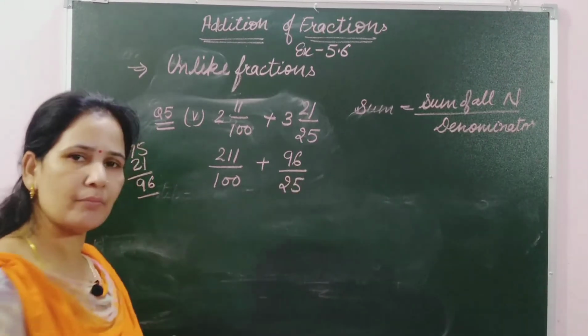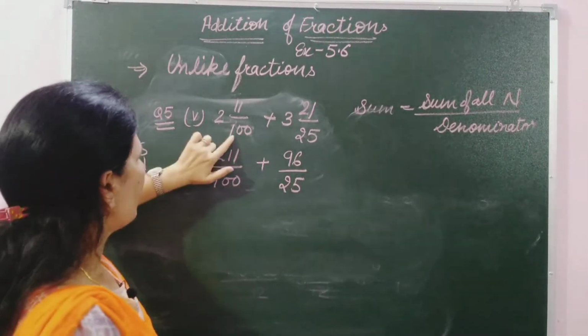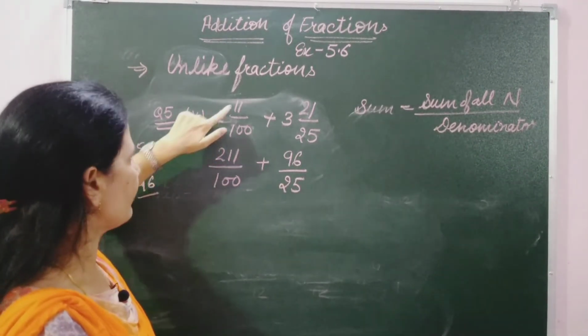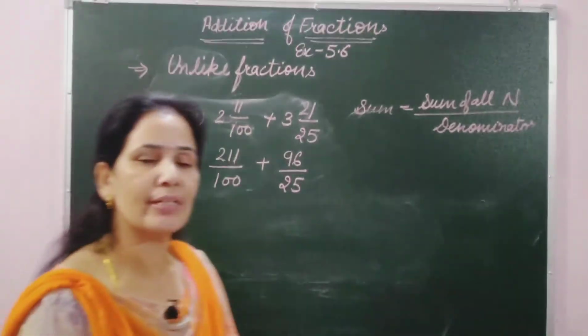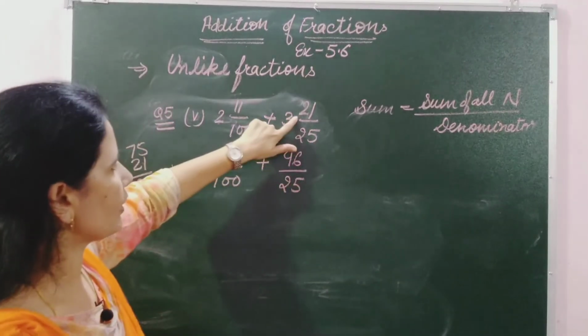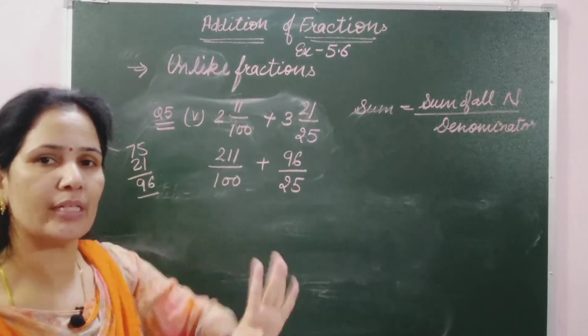How did I convert? I'm going to repeat this one. 100 multiplied by 2 is 200, plus 11. 25 multiplied by 3 is 75, and 75 plus 21 gives 96 upon 25.